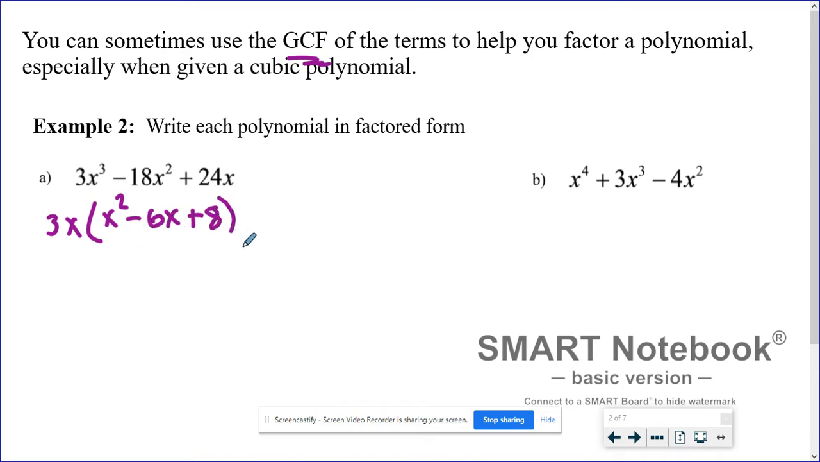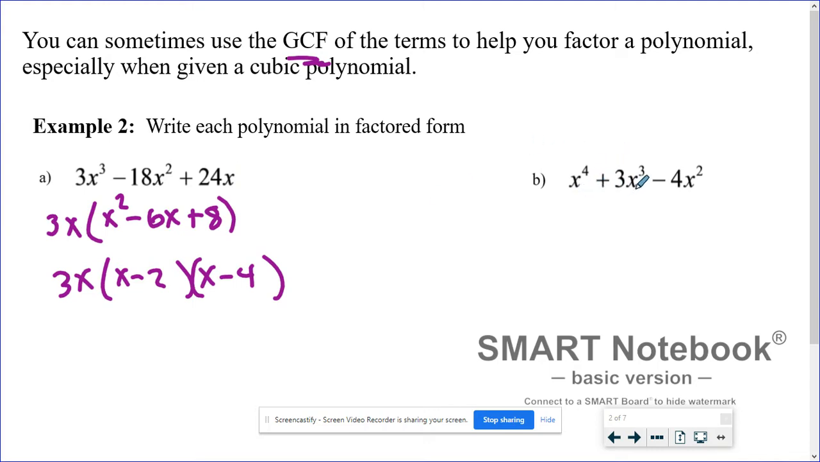And then can you factor that? In this case, we can. The 3x is going to stay out there. We're looking for a pair of numbers that multiplies to 8 and adds to negative 6. So it'd be x minus 2 and x minus 4. All right, so those are the three factors of that original polynomial.